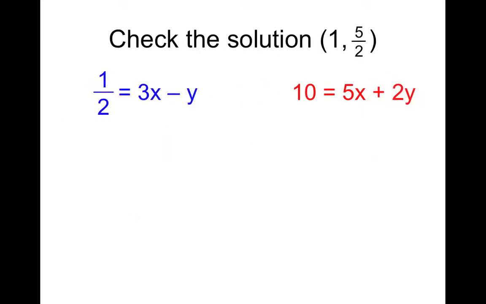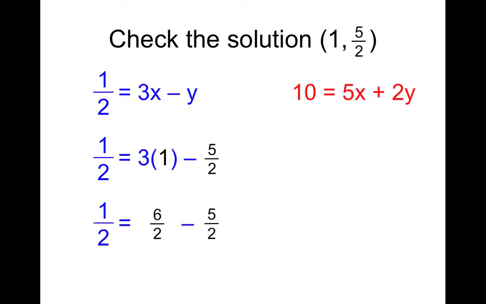So we think we know the solution to this system. We think that when x is 1 and y is 5/2, it makes both of these equations true. It's important to plug the solution back in and check, just in case we made a mistake. So in the blue equation, we'll substitute in a 1 for x and 5/2 for y. 3 times 1 is 3. Another way to write 3 is 6/2. And 1/2 equals 6/2 minus 5/2.